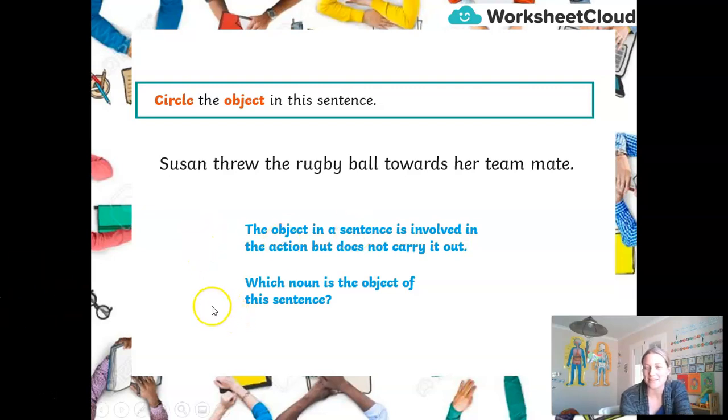All right, let's see. It's the rugby ball. So Susan is the subject. She threw, there's your verb, the rugby ball. That's my object.